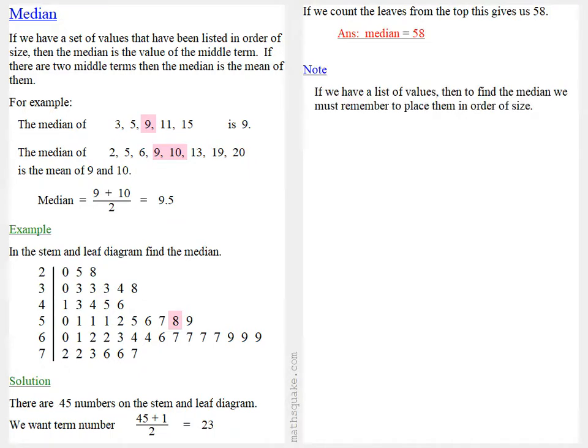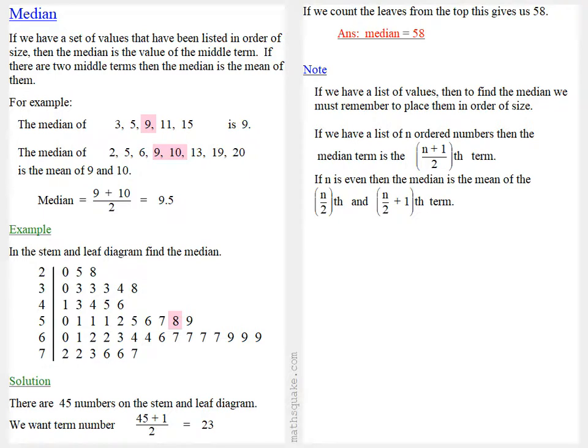Note, if we have a list of values, then to find the median we must remember to place them in order of size. If we have a list of n ordered numbers, then the median term is the (n + 1) / 2th term. If n is an even number, then the median is the mean of the n/2th term and the (n/2 + 1)th term.